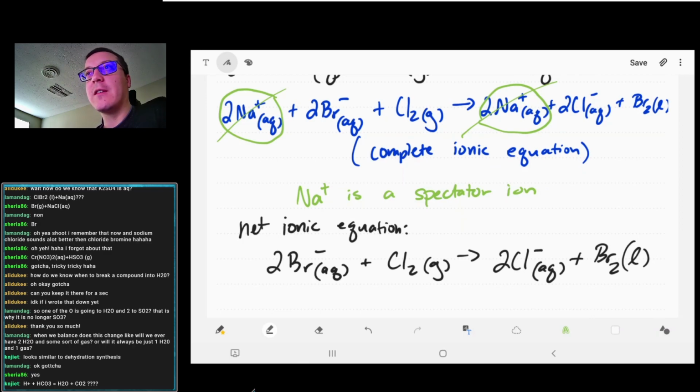So it's everything once the spectators are removed. So spectators must be exactly the same on both sides. And your net ionic equation is going to be everything that's left over after you cancel them out.